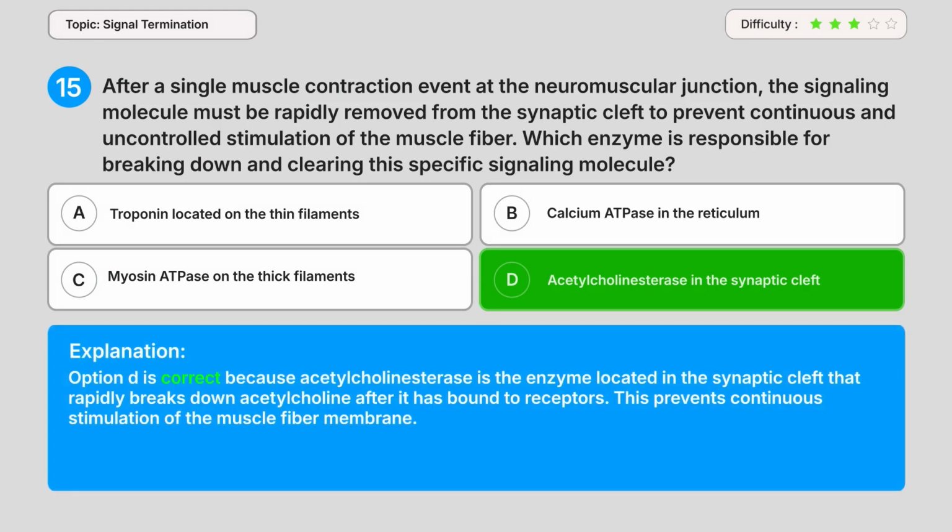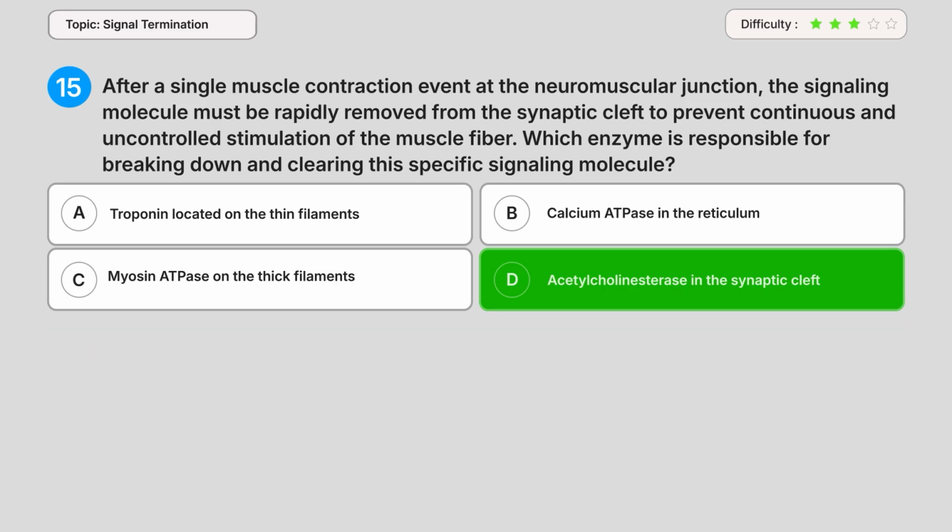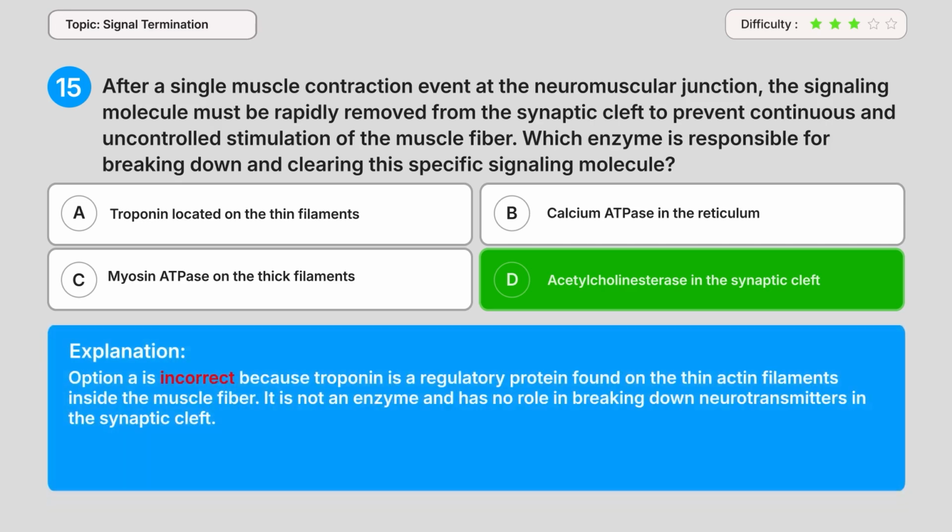Explanation: Option D is correct because acetylcholinesterase is the enzyme located in the synaptic cleft that rapidly breaks down acetylcholine after it has bound to receptors. This prevents continuous stimulation of the muscle fiber membrane. Option A is incorrect because troponin is a regulatory protein found on the thin actin filaments inside the muscle fiber. It is not an enzyme and has no role in breaking down neurotransmitters in the synaptic cleft.